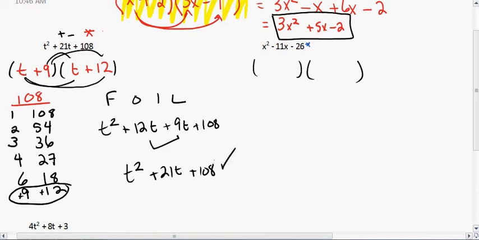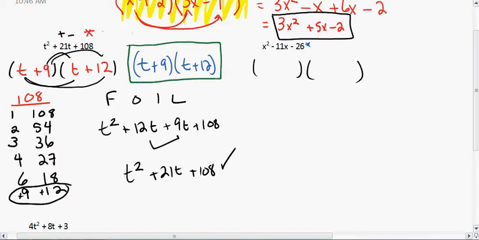Yep, definitely checks out. So the factorization of t squared plus 21t plus 108 is t plus 9 times t plus 12. Right here, done.